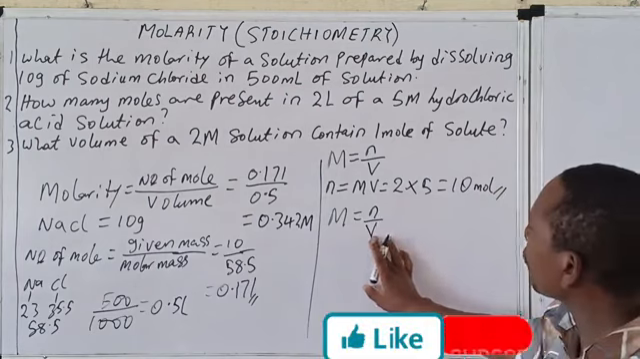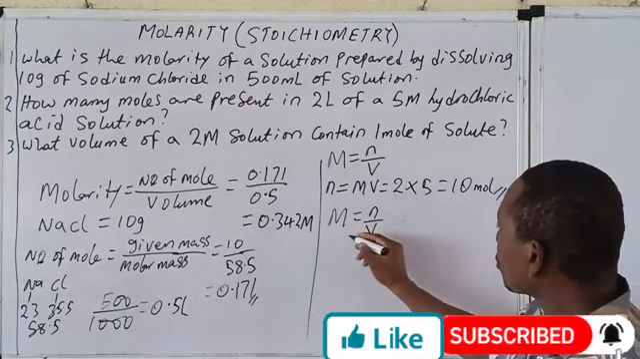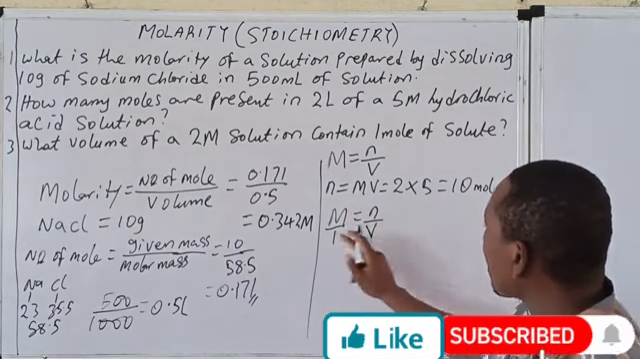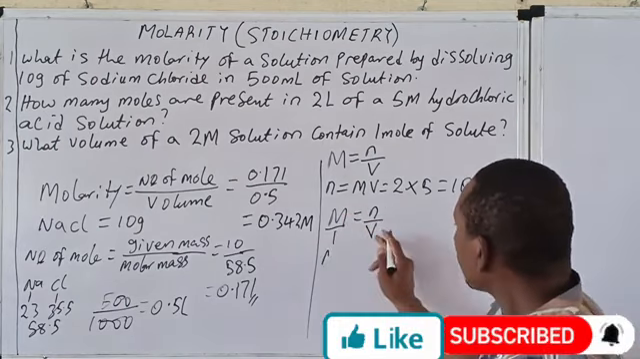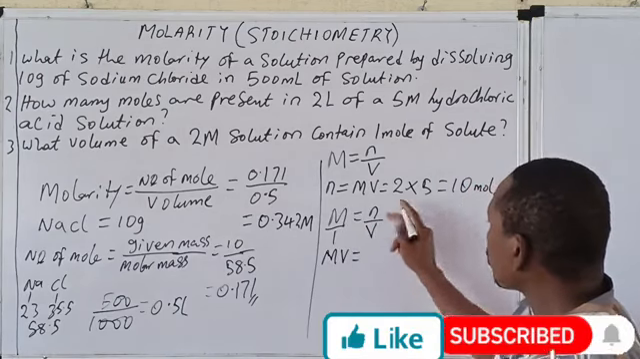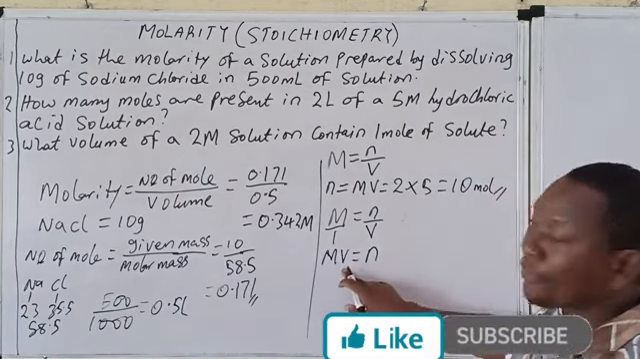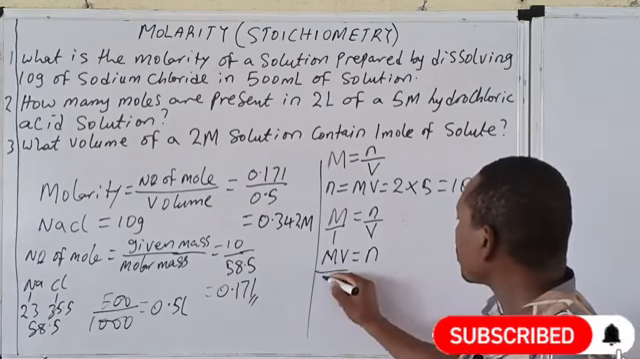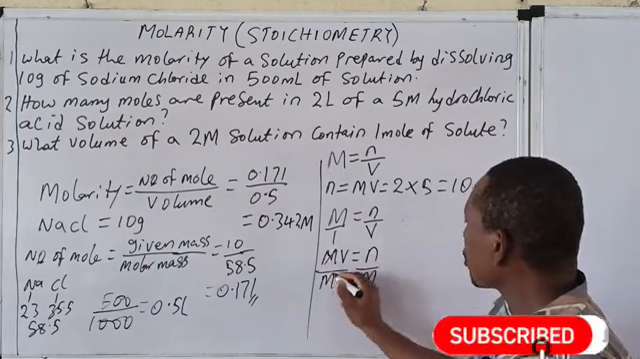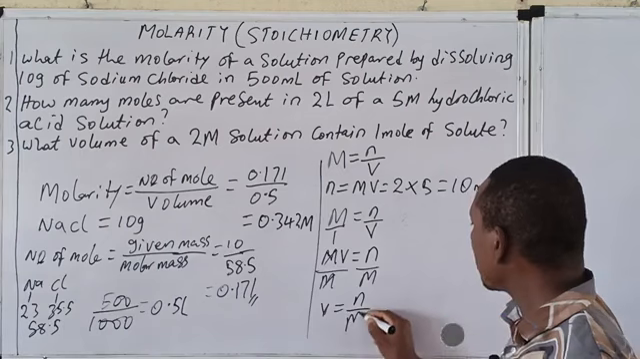So if you make V the subject of the formula, let me just do that. Put this over this, cross multiply. So this times this and this times this. If you use V to multiply, you have MV equals n. So divide both sides by M, because you want V to stay on its own. M over M will cancel out. So V is equal to n all over M.